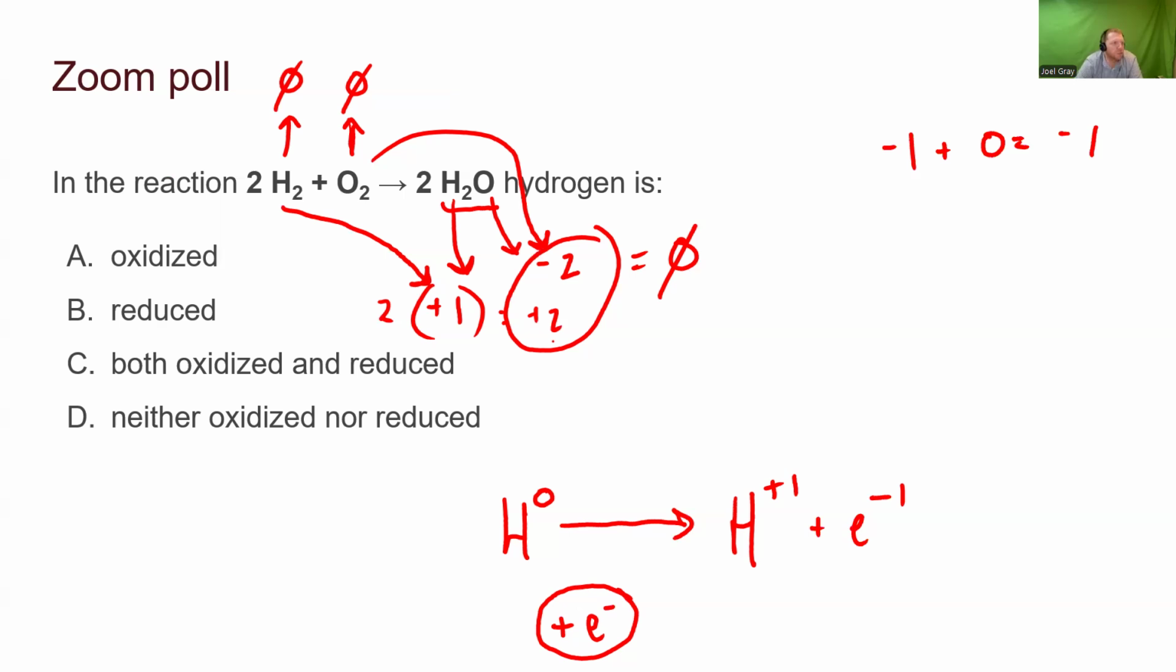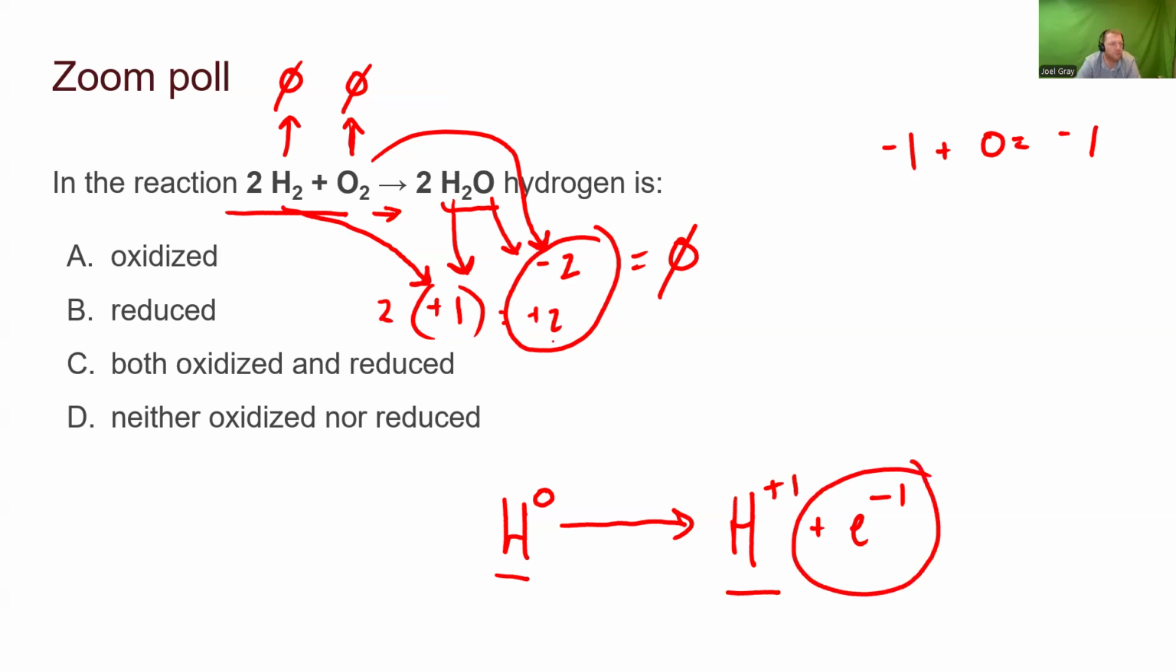Okay, so now the question is, what is hydrogen doing? We're reading from the left-hand side to the right-hand side. Is hydrogen being oxidized or being reduced? This side over here, our hydrogen on the reactant side, has no charge. How do we go from here to here? The way that we do that is by losing one electron. So this right here had to lose one electron to become H +1. So what that means is that hydrogen gets oxidized.